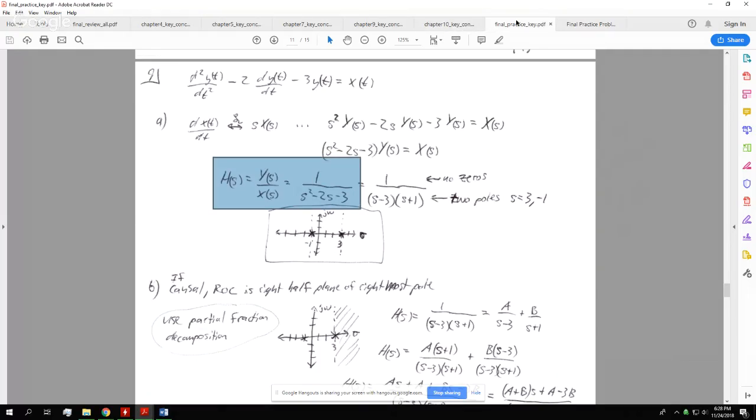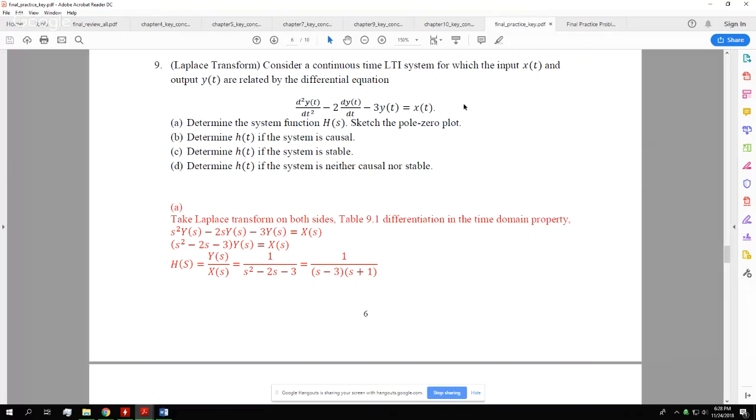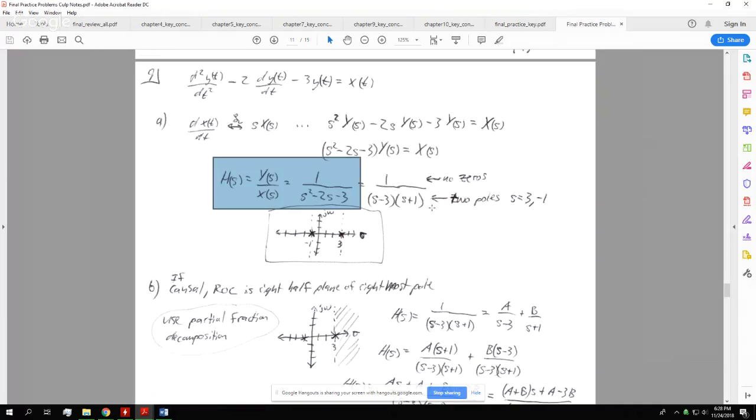And that's what the problem asks us for, right? Determine the h of s. Now that we have h of s, plot it. We want to sketch them. So I have one more step here. This could be a final answer if we weren't asked for anything else. But if I'm going to determine zeros and poles, I need to split this up into these things. I forgot the algebraic term for this, but you have to decompose this into this. So this becomes s minus 3 times s plus 1.